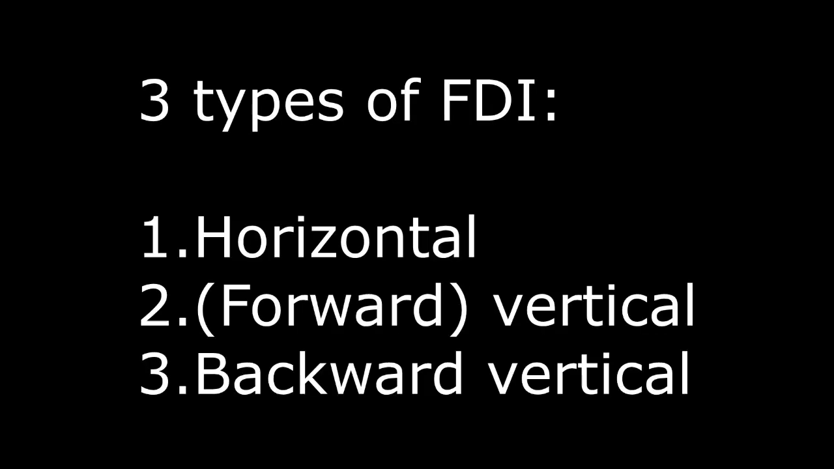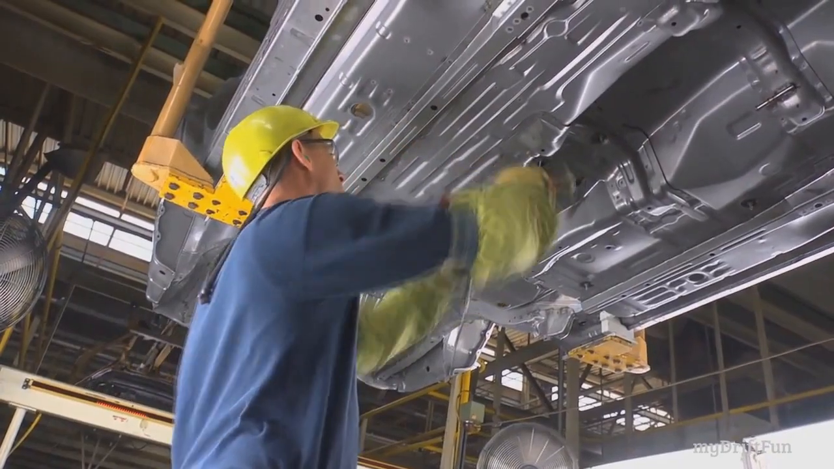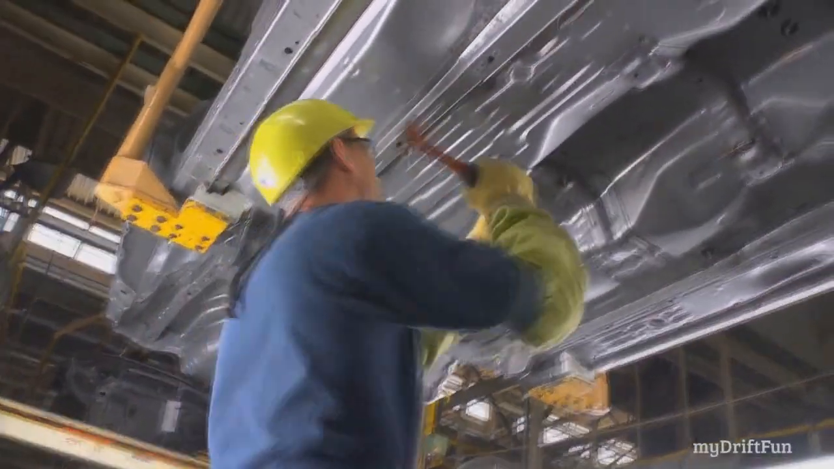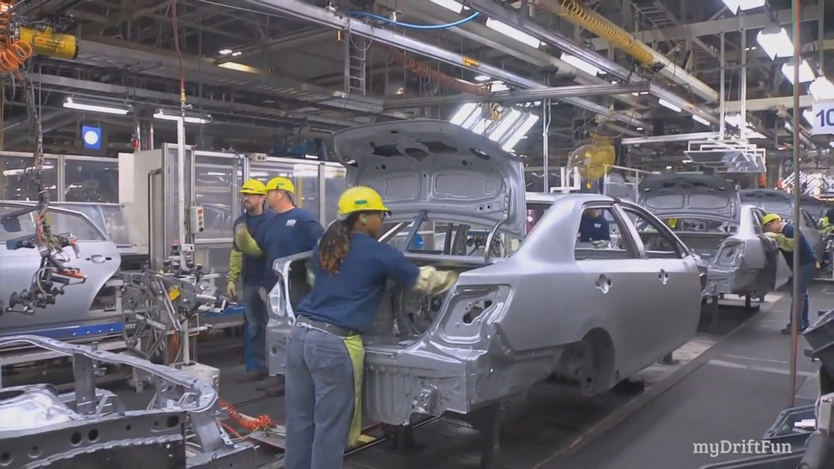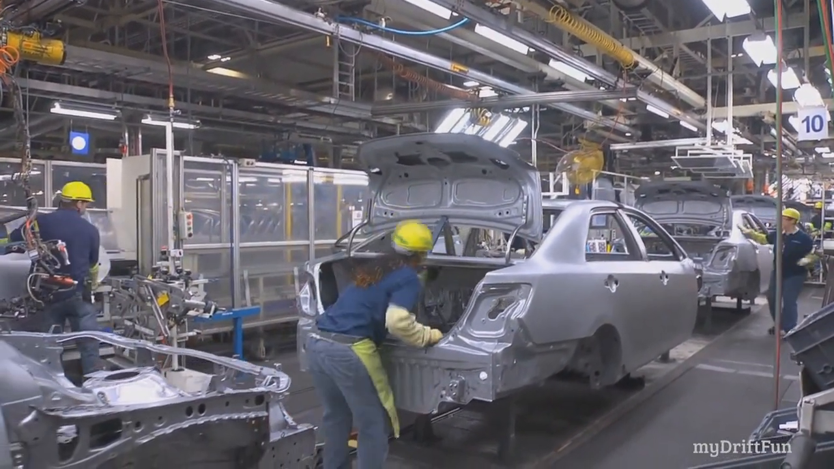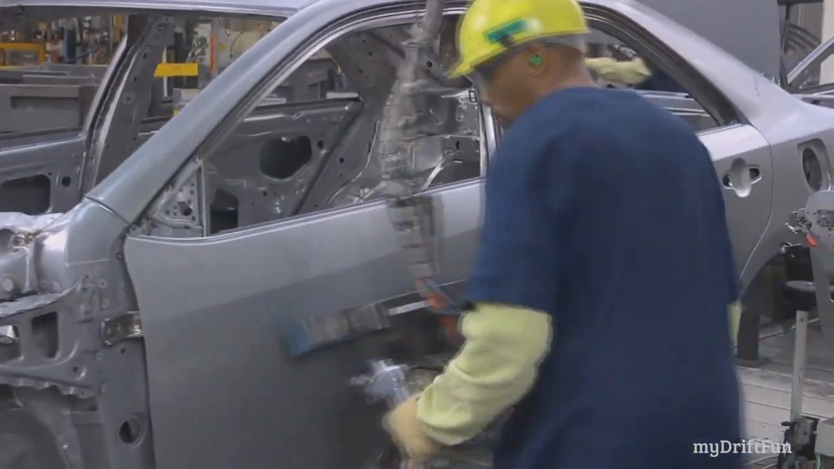From a strategic viewpoint, there are three types of FDIs. They are horizontal FDI, vertical FDI, and backward vertical FDI. Horizontal FDI occurs when a company carries out the same activities abroad as at home. For example, Toyota assembling cars in both Japan and the US.